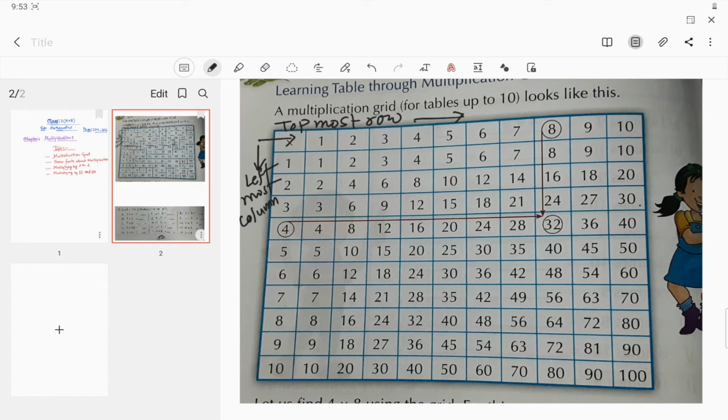So how many rows and how many columns are here? 10 rows and 10 columns. 1 2 3 4 5 6 7 8 9 10. So 10 rows, and 10 columns, right? So you have to know how to do multiplication using this table. Okay, so let us discuss.